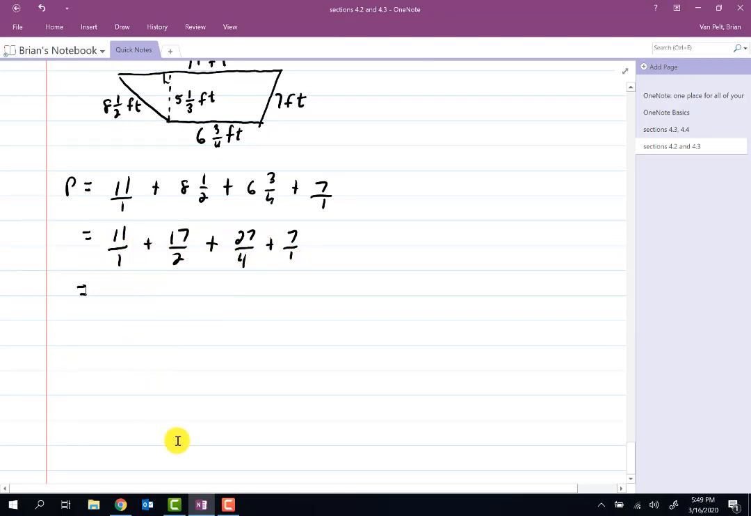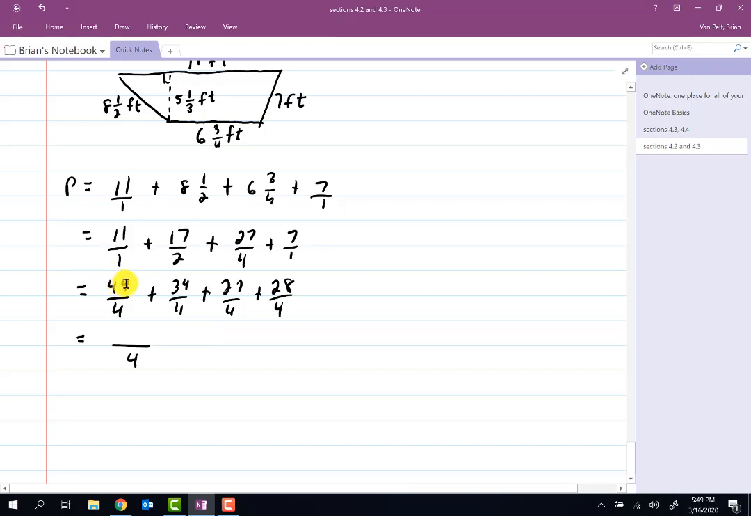So the 11 over 4 becomes 44 over 4. The 17 over 2 becomes 34 over 4. Then we have 27 over 4. And then I have 28 over 4. Check all those numbers. When I add them up, it'll be something over 4. So let me go ahead.